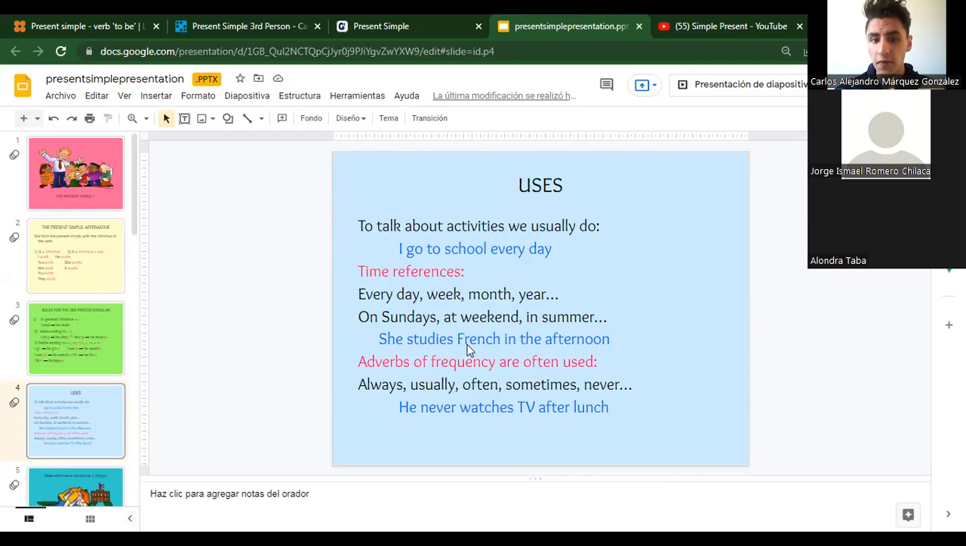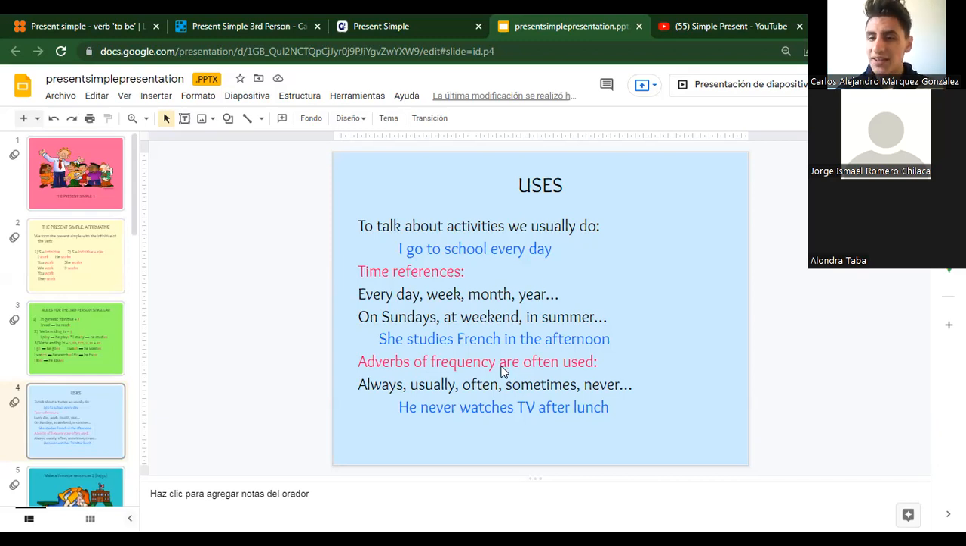She studies French in the afternoon, okay? She studies French every day. She studies French per month. She studies French a week, a year, on Sundays. She studies on Sundays, etc. Okay. And finally, we can also place adverbs of frequency. Okay.